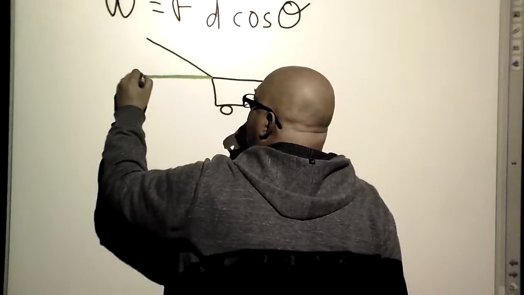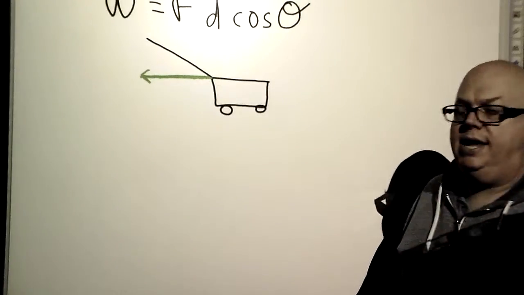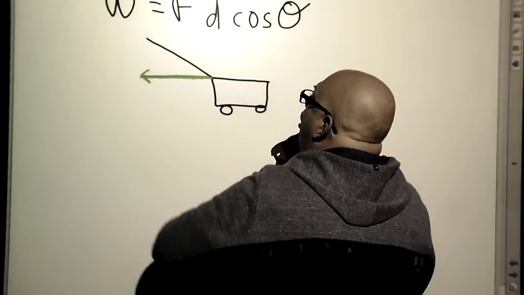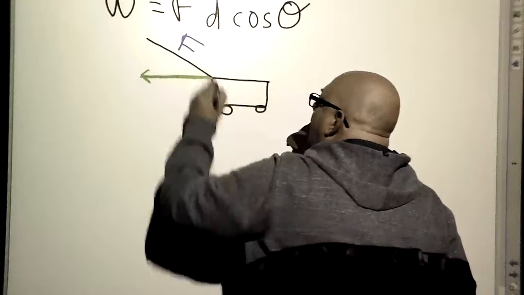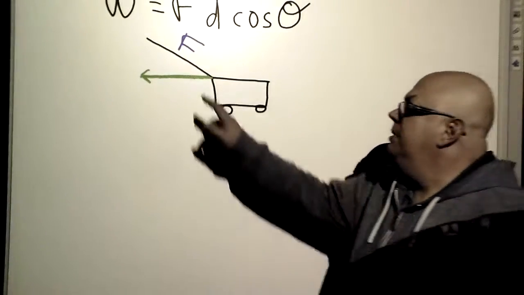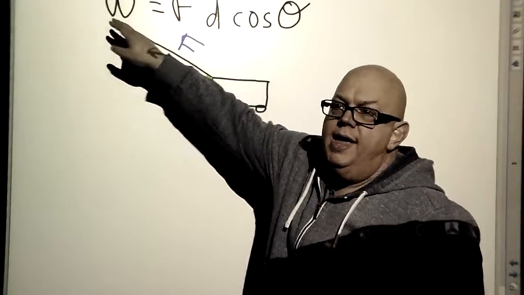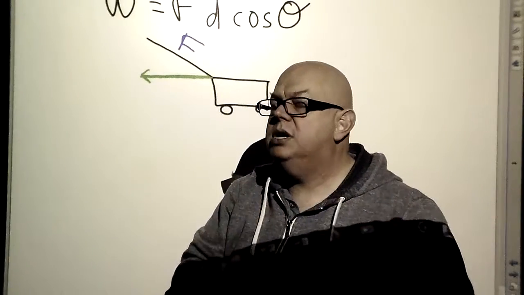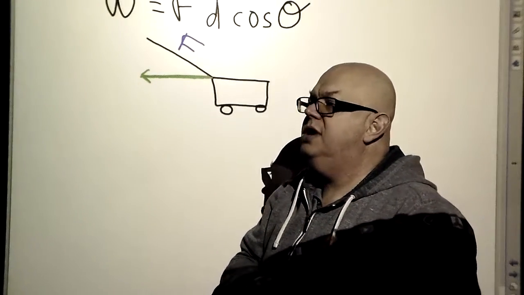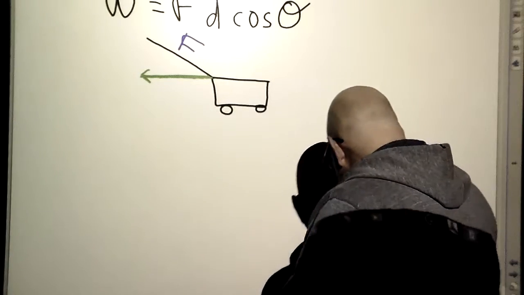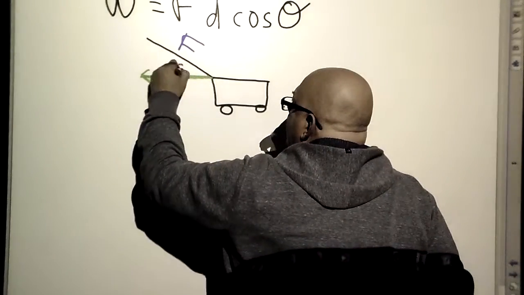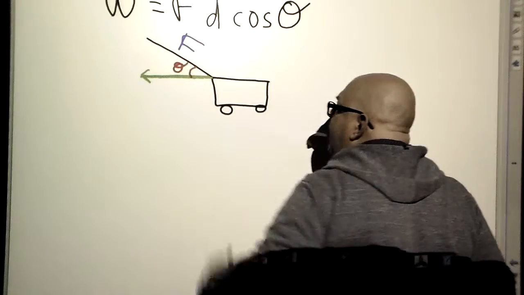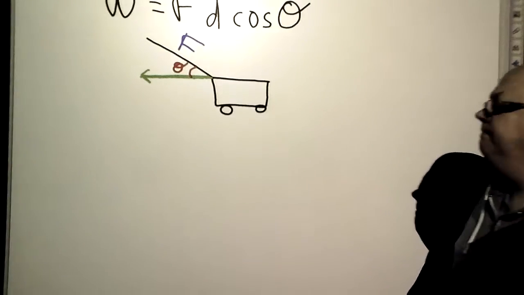We are interested in this vector right here. But wait, our main force is right here. Correct, because we're pulling this way, but we're interested in the vector going this way because that's how we can calculate the work being done. So that means, ladies and gentlemen, that there is some angle right here, the theta.